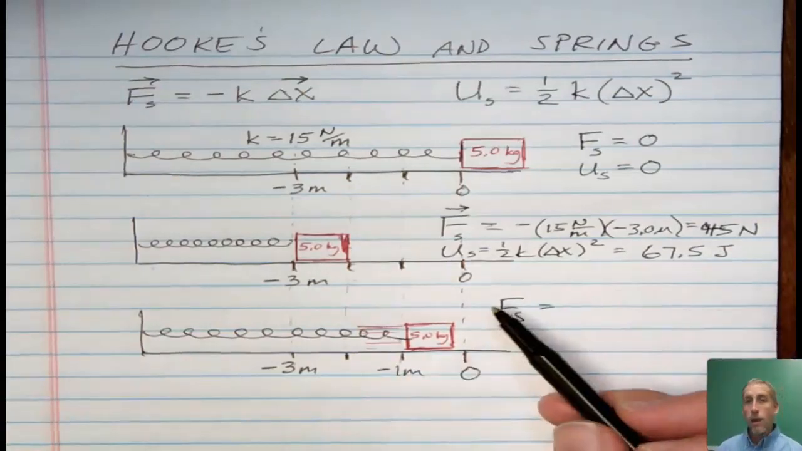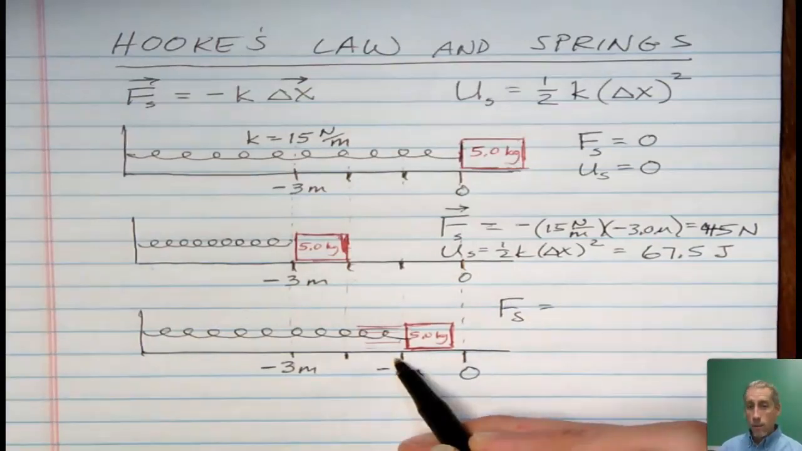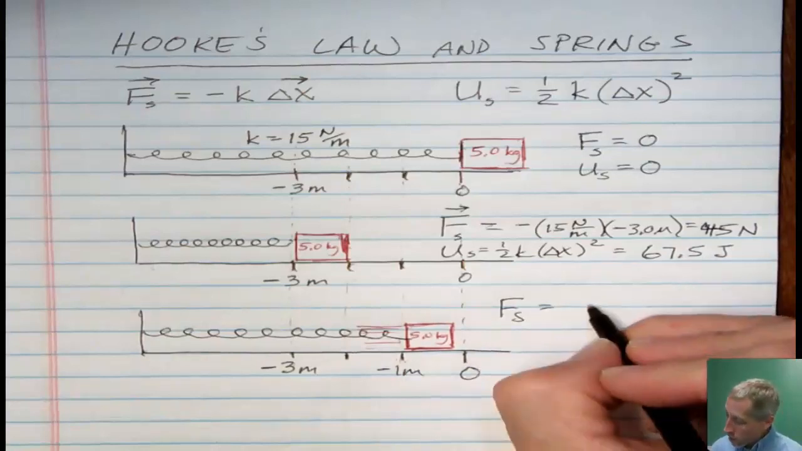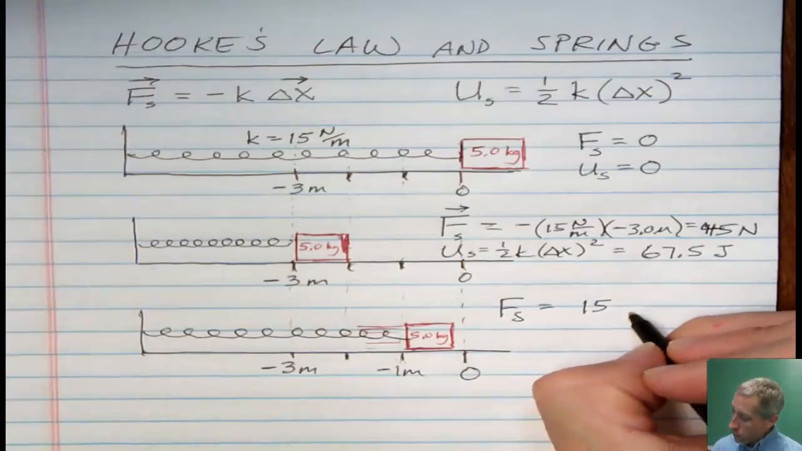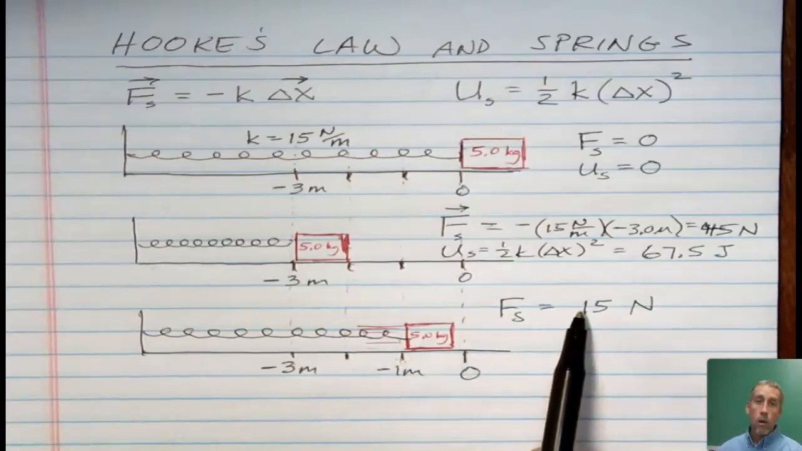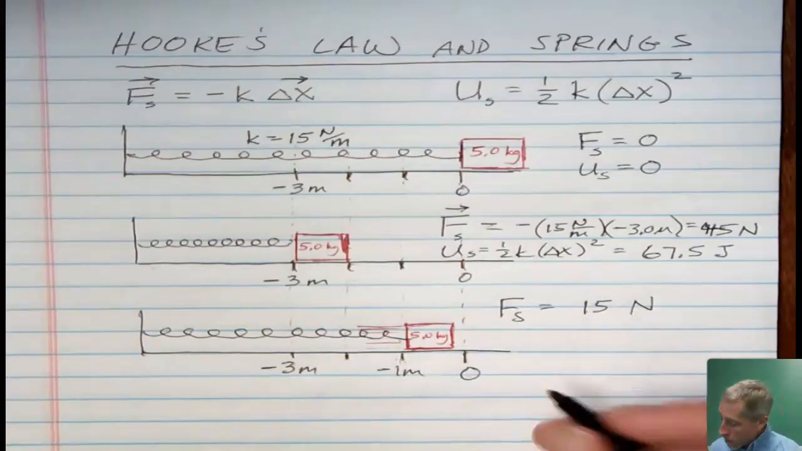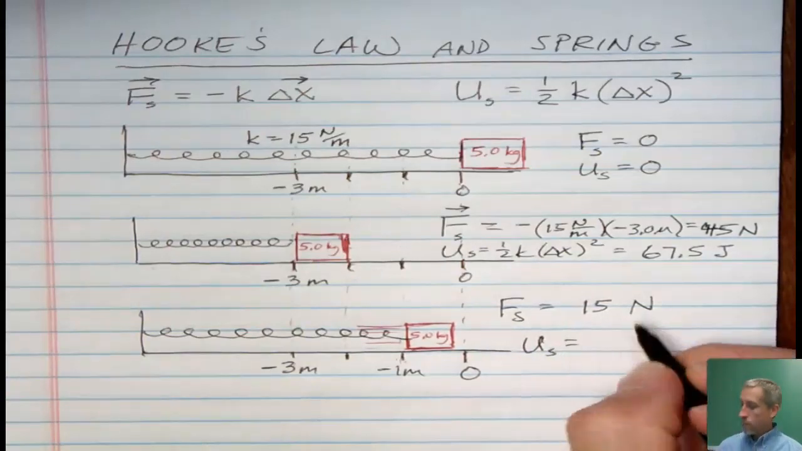I've got the same k, but now my delta x, how far I am from my relaxed position, is just -1 meters. So that's going to give me just 15 times 1, or 15 newtons. So being squished 1/3 as far means only 1/3 of the force. But watch what happens here with the energy. This is not a linear relationship.